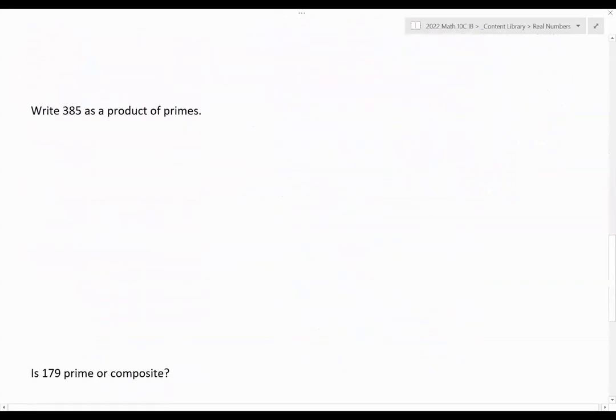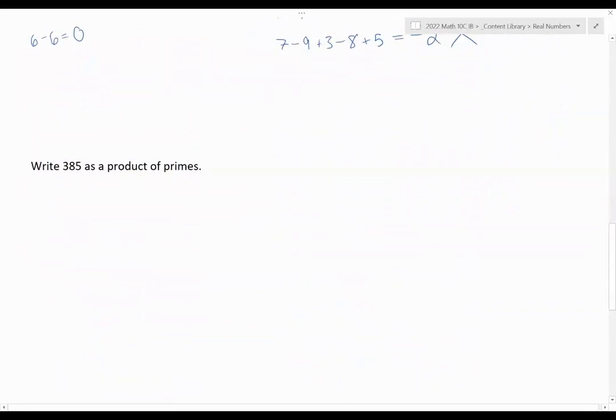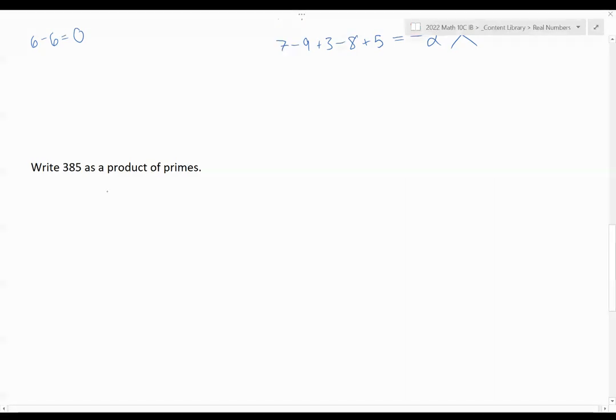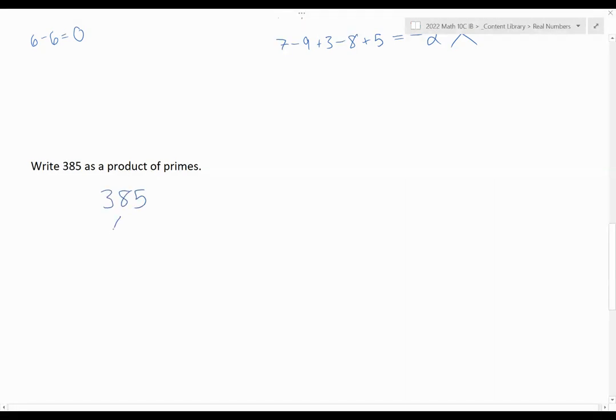So we use those rules to express numbers as products of primes. So 385, for example, I can see right off the bat 385 is divisible by 5.